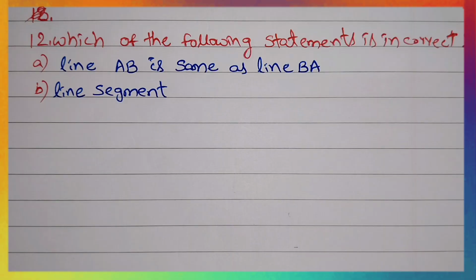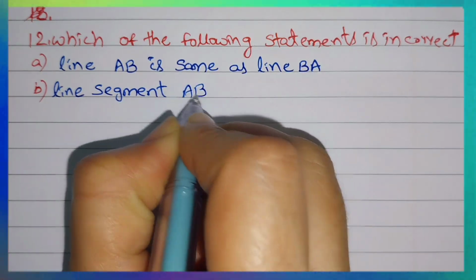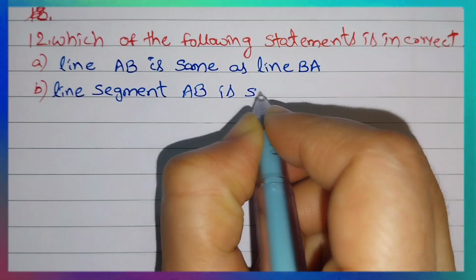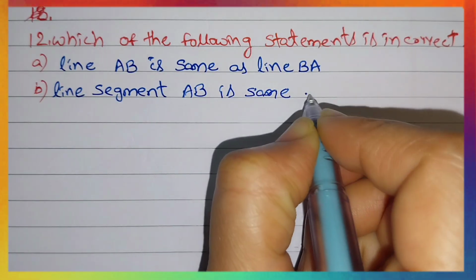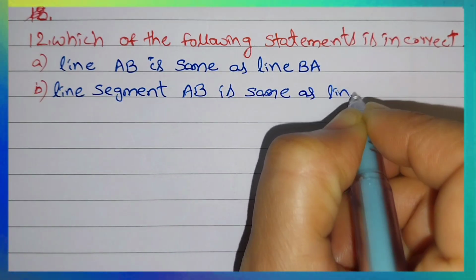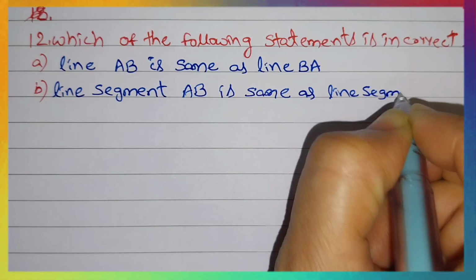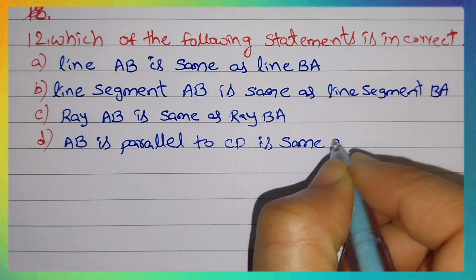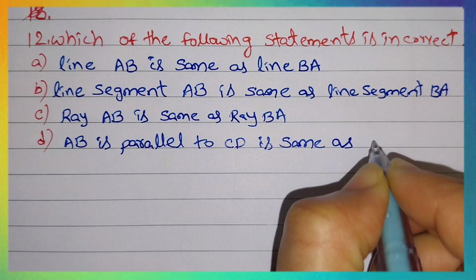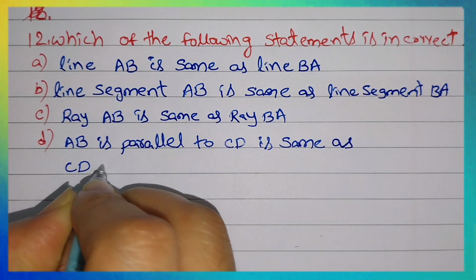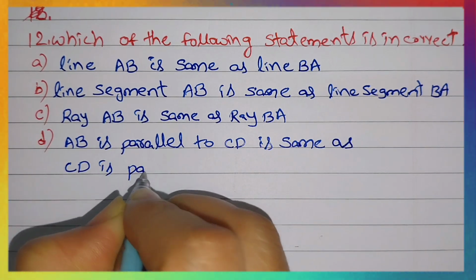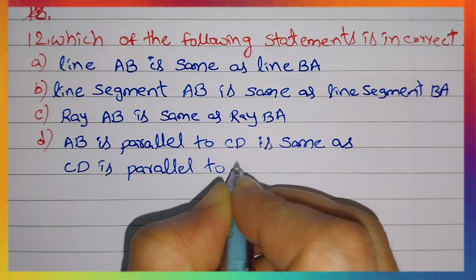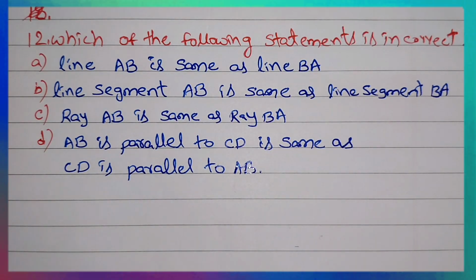The 12th question is which of the following statements is incorrect? The given 4 options. The A option is line AB is same as line BA. The B option, line segment AB is same as line segment BA. C option, ray AB is same as ray BA. The last option D is AB is parallel to CD is same as CD is parallel to AB. So we have to find the incorrect option.